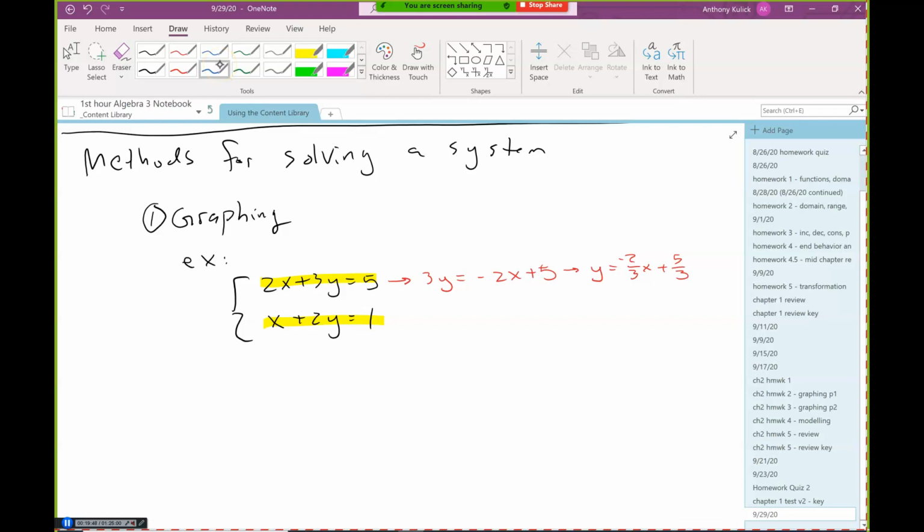Now we have something we absolutely should recognize. What shape of graph does y equals negative 2/3 x plus 5/3 make? You should recognize that form of an equation. That slope-intercept form, which means that the shape is going to be a straight line. Everybody okay with that? Everybody's good?